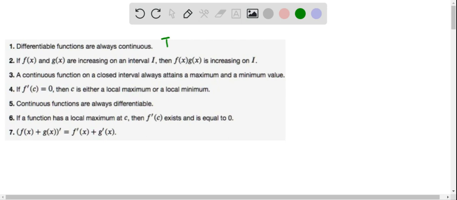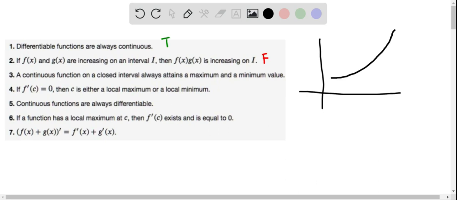Now let's check the second statement. If f of x and g of x are increasing on an interval I, then the product f of x times g of x is also increasing on I. This is not true. We say that this is false. Let's understand this diagrammatically. Let's suppose that I have the function f of x defined in the interval, and this is increasing like this, in the interval a comma b.